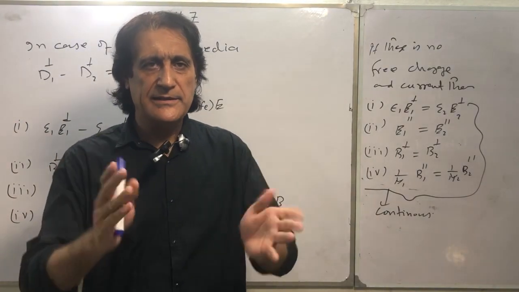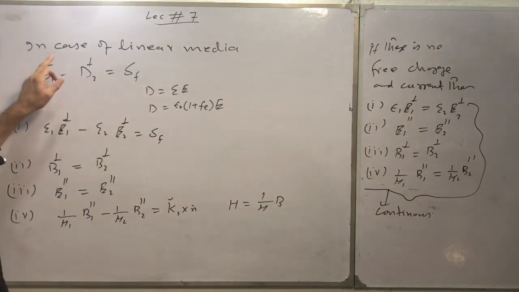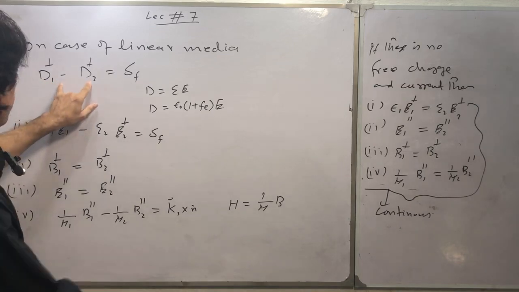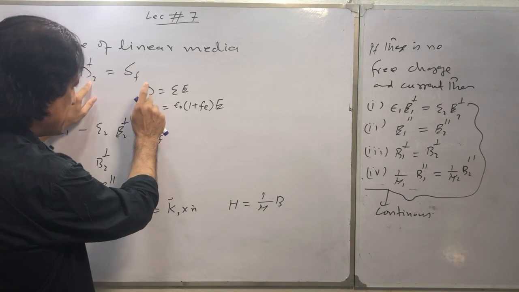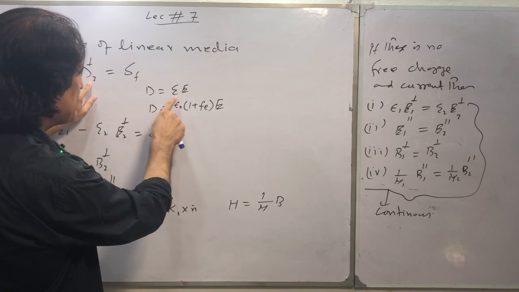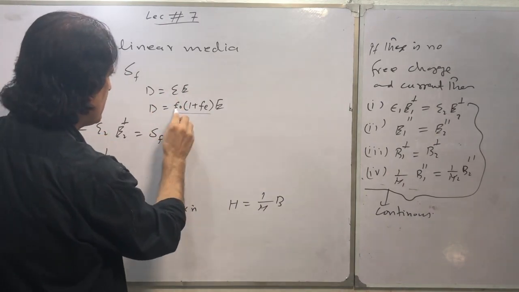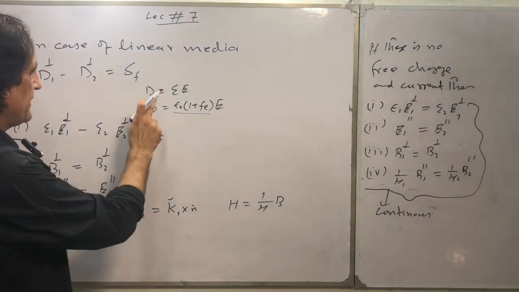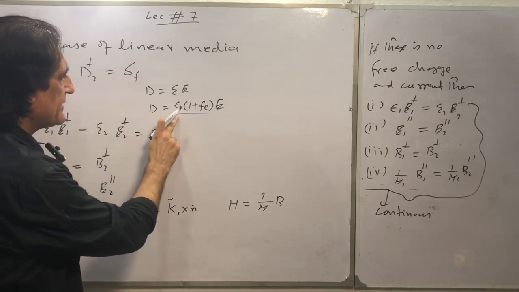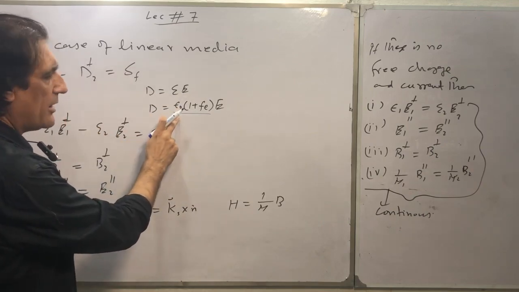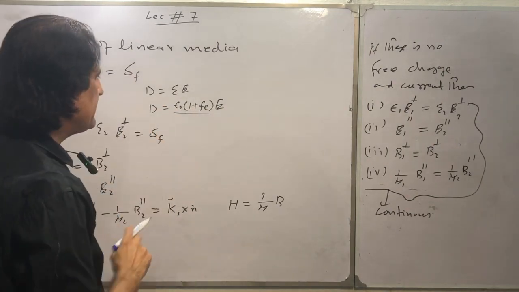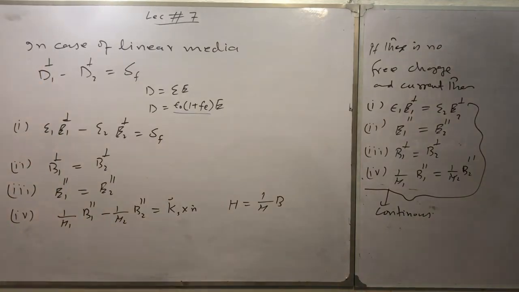Now, in the case of linear media, D1 perpendicular minus D2 perpendicular. For a linear media, the displacement D is equal to epsilon E, where epsilon is the permittivity for the linear media, which is equal to epsilon naught into 1 plus chi. Here chi is the electric susceptibility.